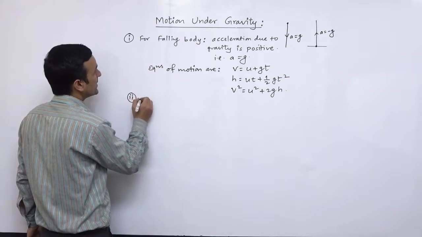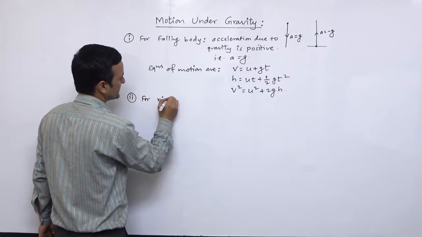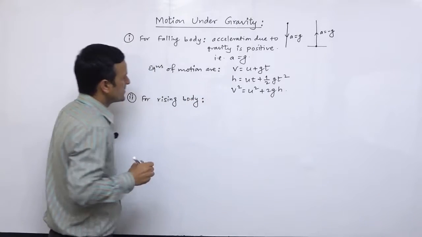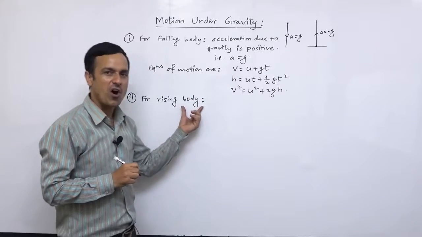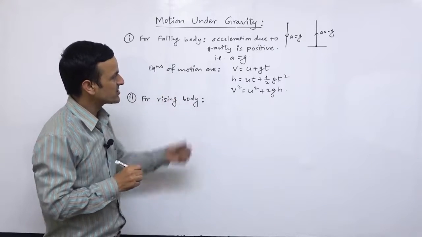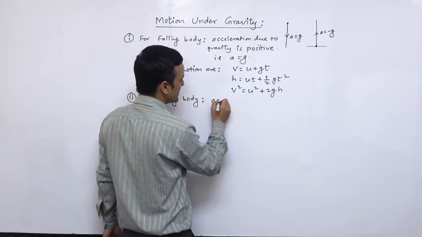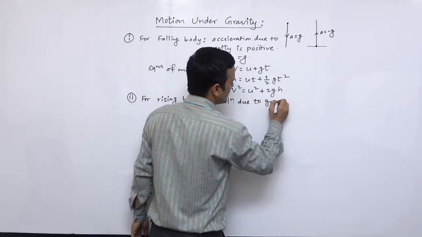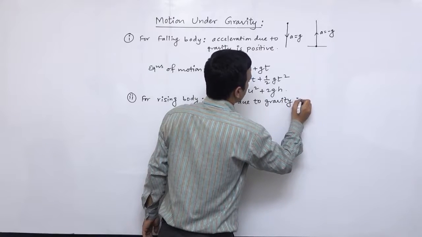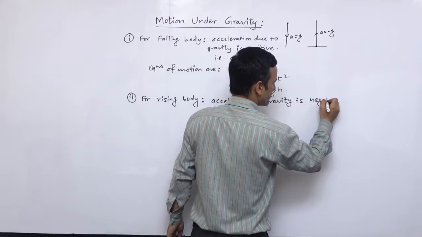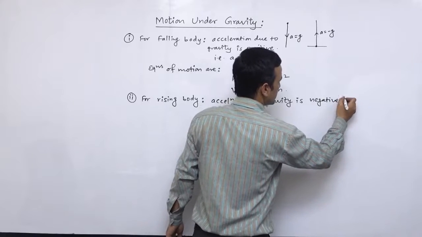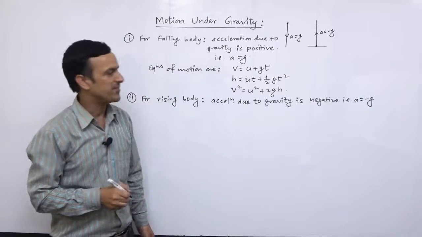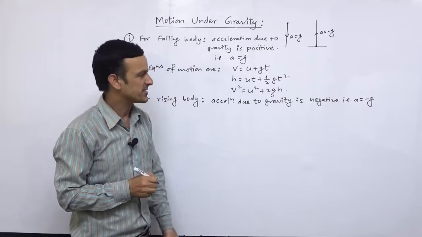So similarly, for a rising body, if any body is projected up, then acceleration due to gravity is always negative. So acceleration due to gravity is negative. That is, a is equal to minus g. So it is against the gravity, that's why it is minus g.